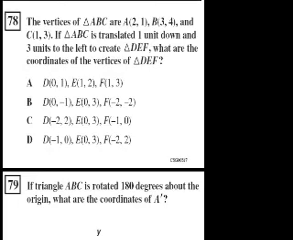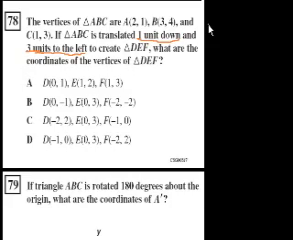Problem 78. The vertices of triangle ABC are A (2, 1), B (3, 4), and C (1, 3). If triangle ABC is translated 1 unit down, so 1 unit down means that we're subtracting 1 from the y's, right? And 3 units to the left, so that means you're subtracting 3 from the x's, to create triangle DEF, what are the coordinates of the vertices of DEF?